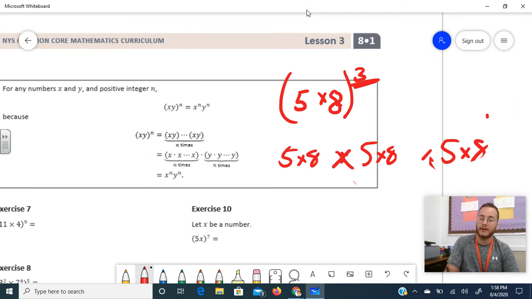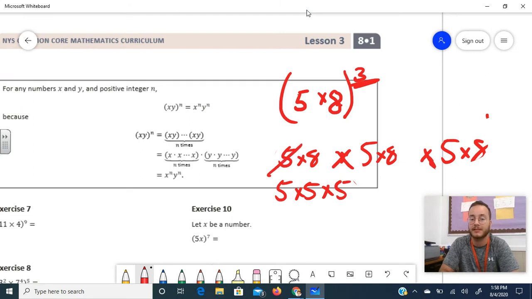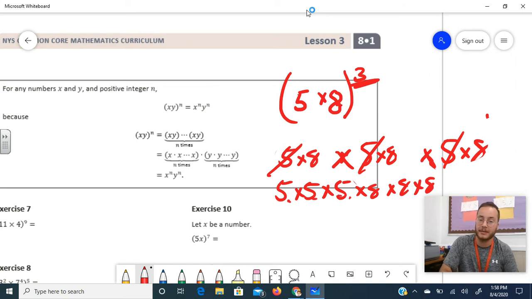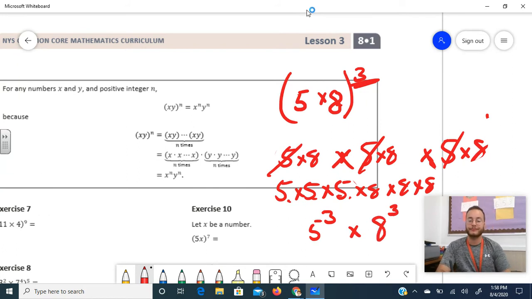And then I can rewrite it to where I have all of my numbers right by themselves. So I have 5 times 5 times 5. I can do this because of commutative property. Times 8 times 8 times 8. And I know about exponential notation. I have 5 times itself 3 times. This can equal 5 to the 3rd power times 8 to the 3rd power.